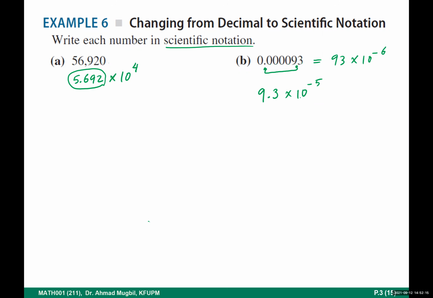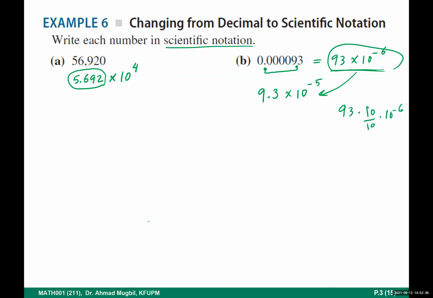Check your answer. Is it correct? Is it consistent with this? Yes. Because, ya shabab, if you want to go from here to here, you can think about it in a different way. You need to multiply by 1, but not any 1. You will multiply by 10 and divide by 10. So this is 10 to the power negative 6.